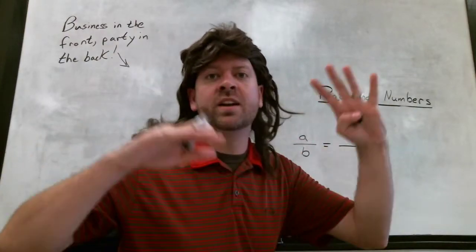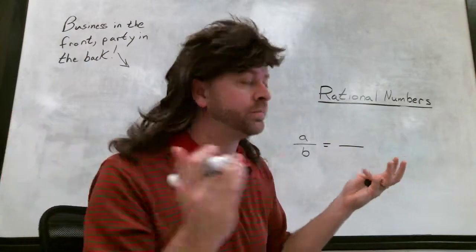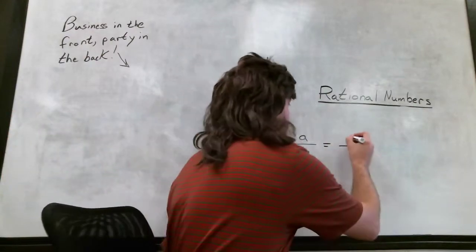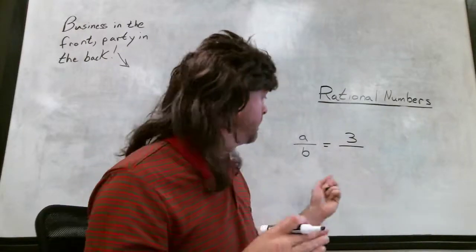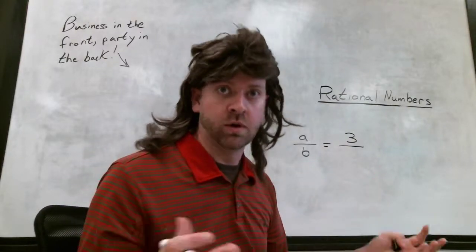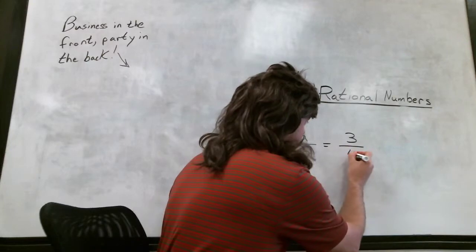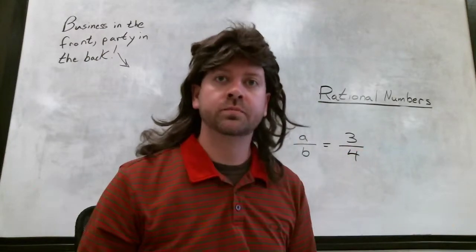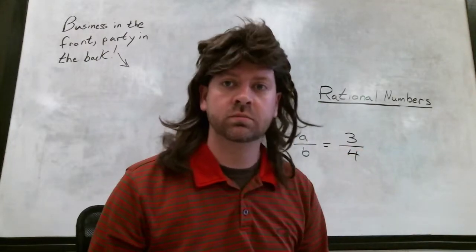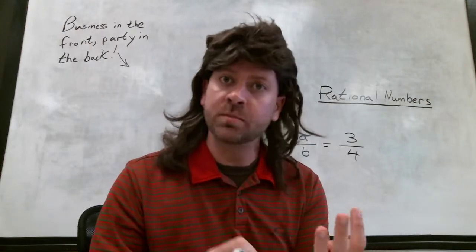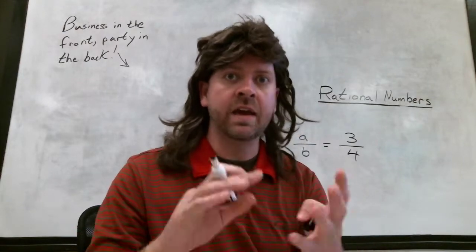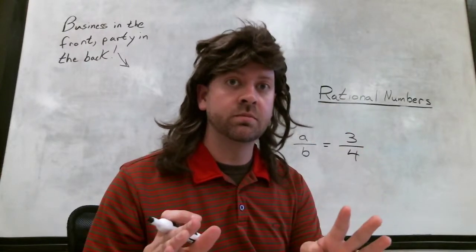So we're just going to pick a random integer. Remember, an integer is a whole number. So I'm going to pick 3. Okay? Cool. All right. B is also an integer. So I'm going to pick another random one. 4. We have a fraction. That is a rational number because all rational numbers can be decimals, they can be fractions, and they can be integers or whole numbers. Okay?